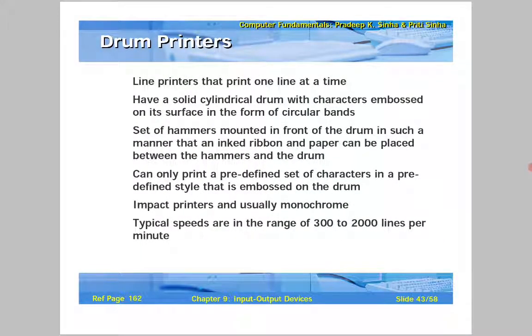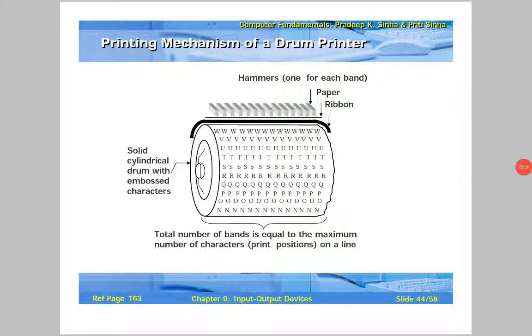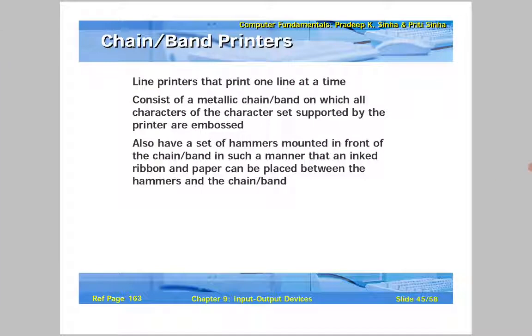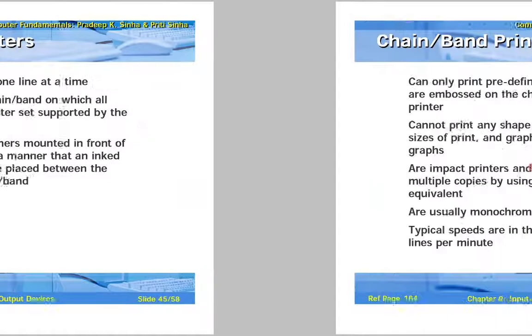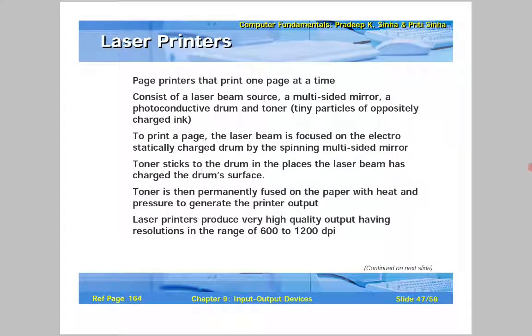Drum printer is another type of printer. They are very speedy printers, like 300 to 2000 lines per minute, and these are also called line printers. In drum printers, one entire line can be printed at a time, and they are costly printers. In drum printers, a drum with some pre-fixed characters is used, and some ink is imposed on these characters to print on the paper. Next, another type is chain or band printers. Another type is laser printers.